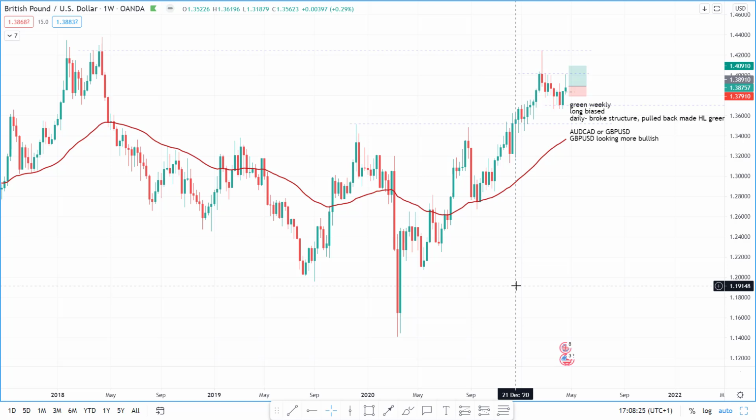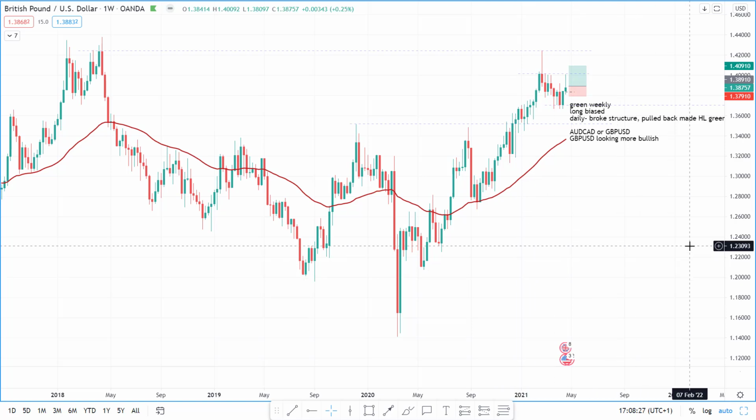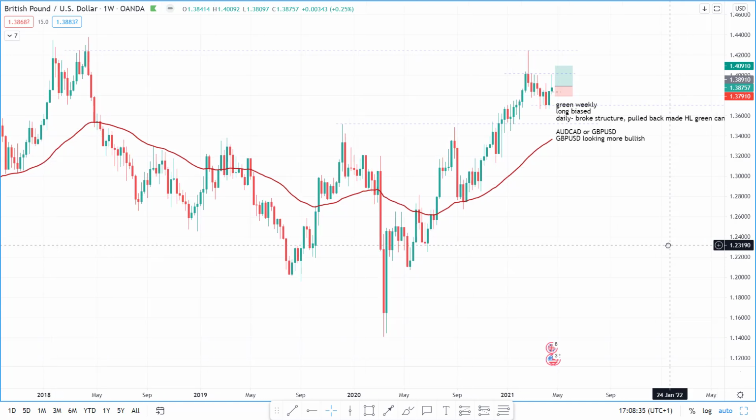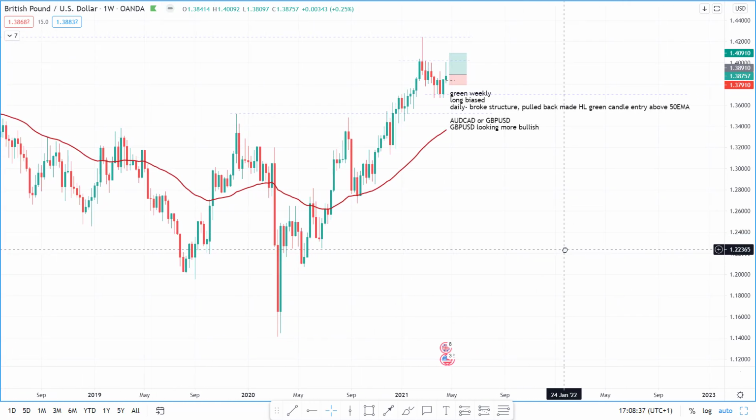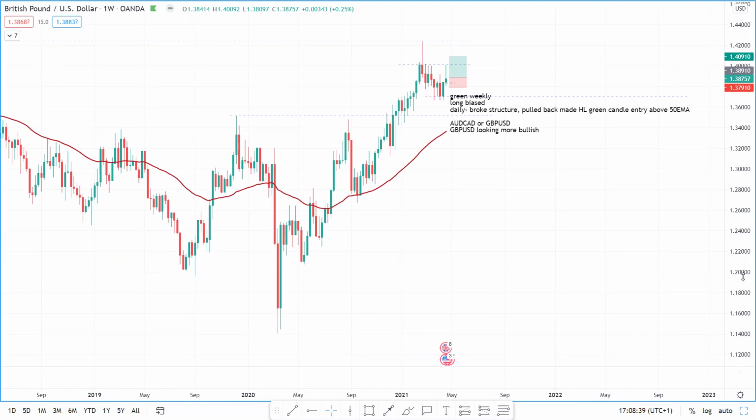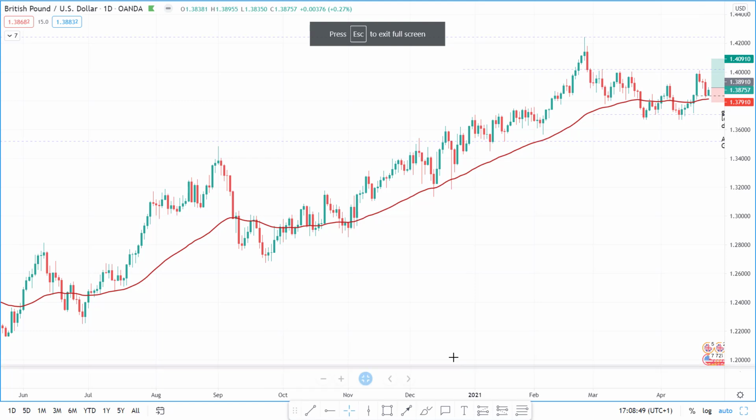Hey guys, so I'm just here on the weekly chart analysing the data for pound USD with the intention of setting a swing position that I'm going to hold whilst I go away for a week on my road trip. And looking at the weekly chart here, I'm just getting my directional bias, which is going to be long because we've been in this uptrend and we have a closing green candle on the weekly chart.